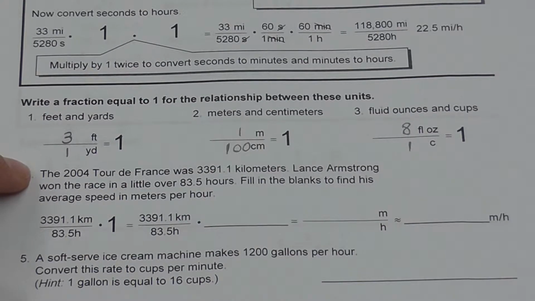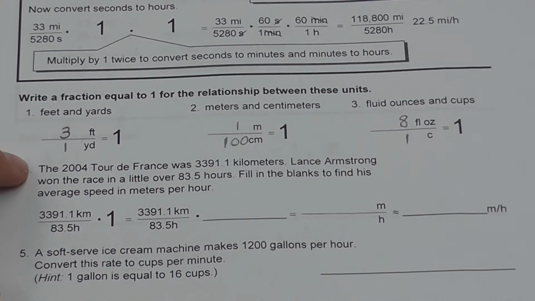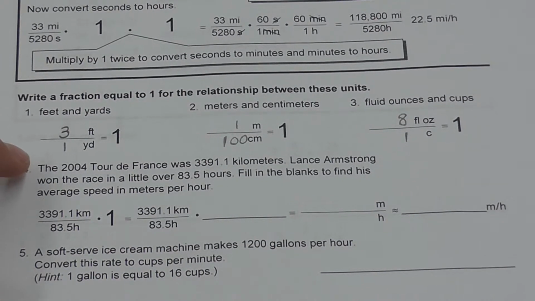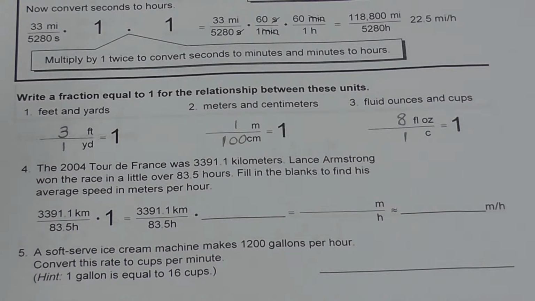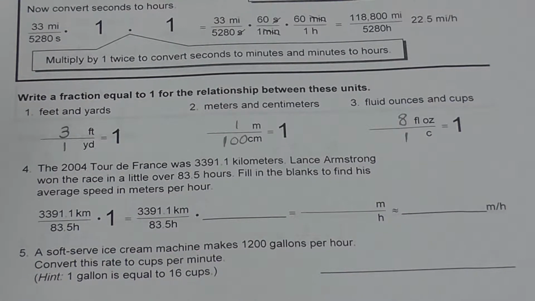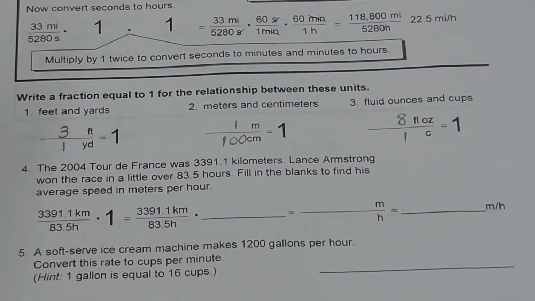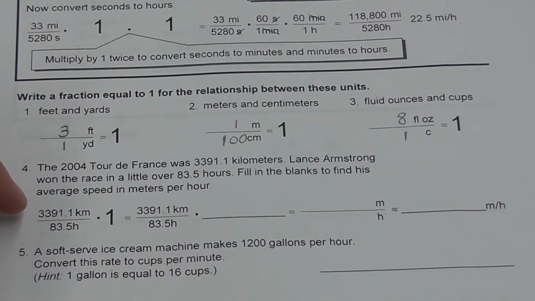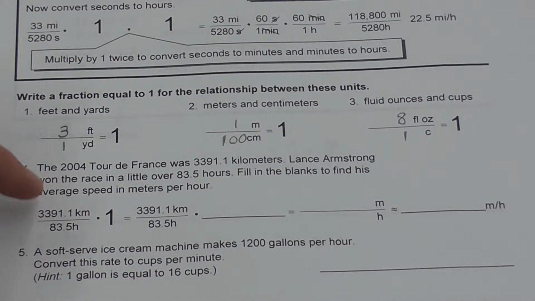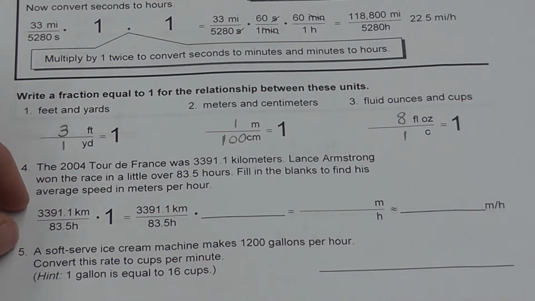So here it says in 2004, the Tour de France was 3,391.1 kilometers. Lance Armstrong won the race in a little over 83 and a half hours. Fill in the blanks to figure out his average speed in meters per hour. So right here it tells us that he went 3,391.1 kilometers per 1 hour. So I need to first convert this to meters.